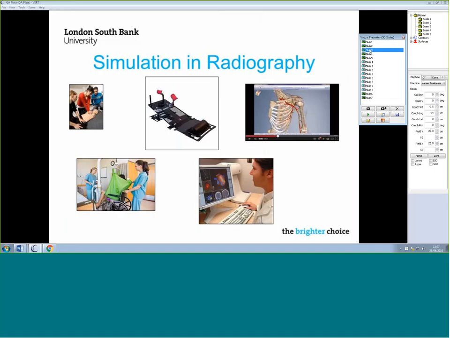So I think we can all acknowledge that simulation has been quite widely used within the field of radiography, and certainly within pre-registration health student studies now for many years. I think traditionally we've always used simulation in manual handling, movement and handling, resus, and we can use it obviously when we're talking about immobilization techniques, and then obviously VERT and anatomy TV.